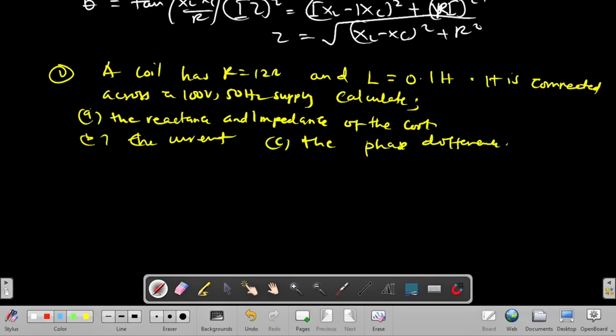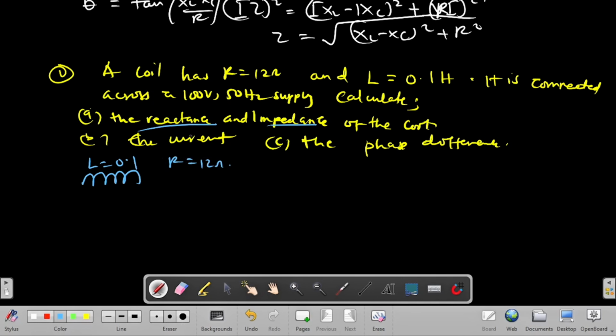This is a very simple question, and it is an AC circuit. A coil has a resistance of 12 ohms and an inductance of 0.1 henries and is connected across a 100 volts, 50 hertz supply. You have to calculate the reactance, the impedance, the current, as well as the phase difference. If I model this, my coil will be here, with the L, which is 0.1, and my R, which is 12 ohms.